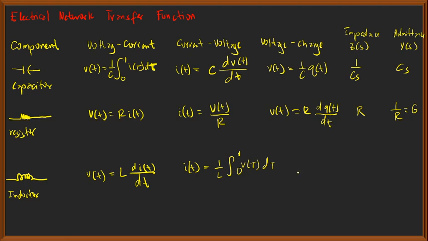voltage to charge. So that is v(t). So we have here L times the first derivative of the current, or change in the current per unit time. Then we know that current is the first derivative of our charge. So if you are going to have this one in terms of charge, we just have the second derivative of our charge in terms of time. For our impedance, that will be Ls, and for our admittance, that will be 1 over Ls.